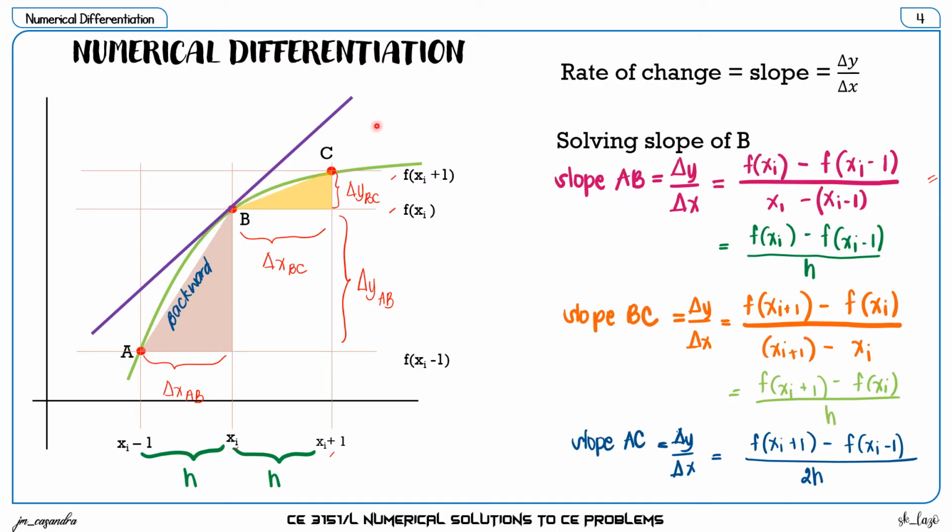And for BC, this is now what we call your forward differentiation, whereas we now take into consideration point B and the point next to it, right after it. While for AC, we call this now our central differentiation, as point B is at the center of our points.